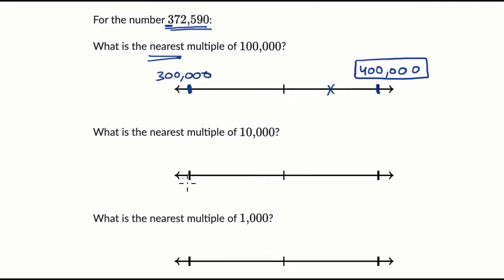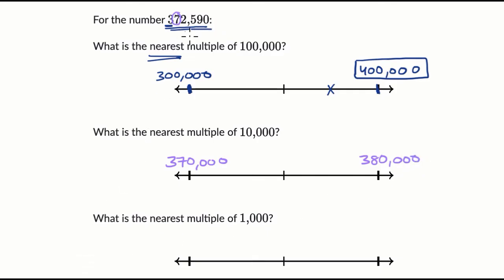All right, so here we're going to do something very similar, but instead of thinking about multiples of 100,000, we're going to think about multiples of 10,000. And the 10,000s place, and maybe I'll do this in a new color just for a little bit of variety. We have 7 10,000s in that 72,590. So if we go to the nearest 10,000 below this number, we're going to be at 370,000. And the nearest 10,000 above this number is going to be 380,000.